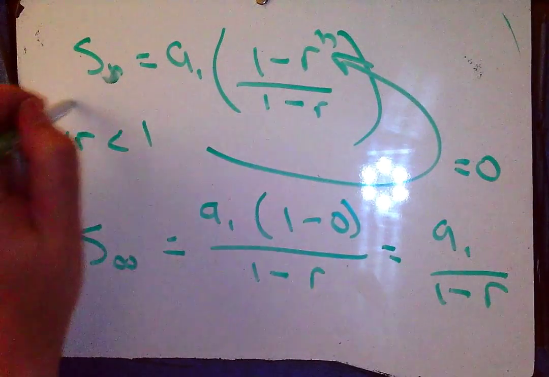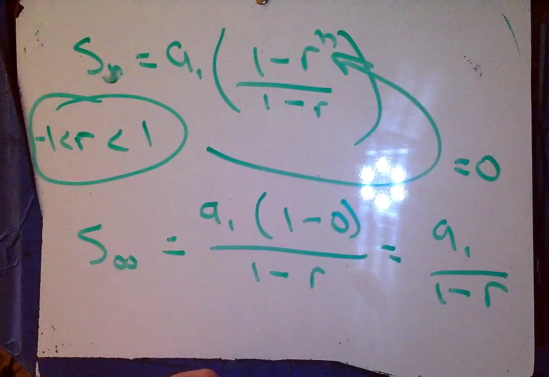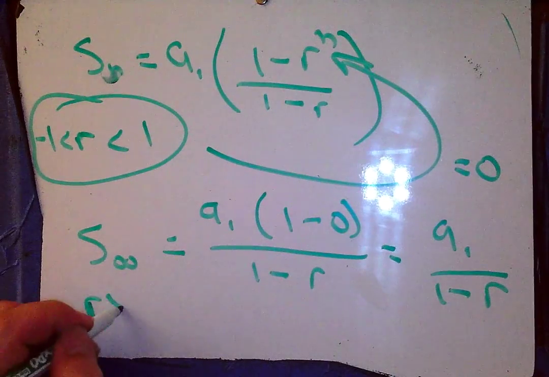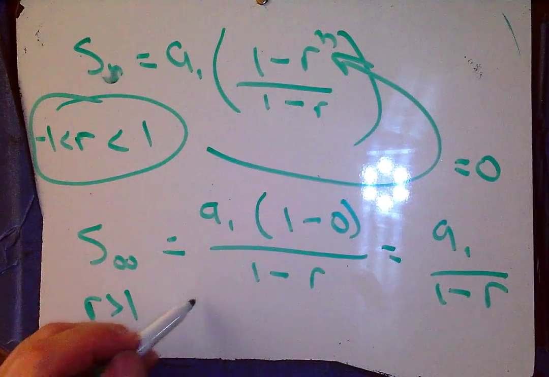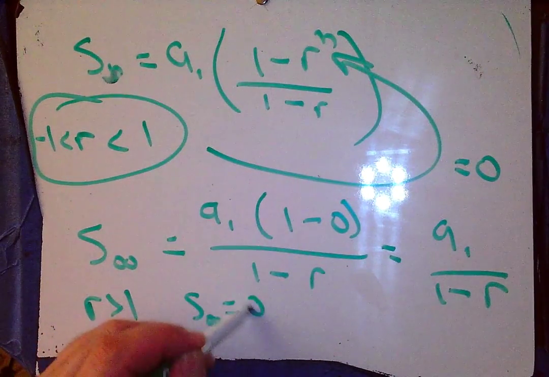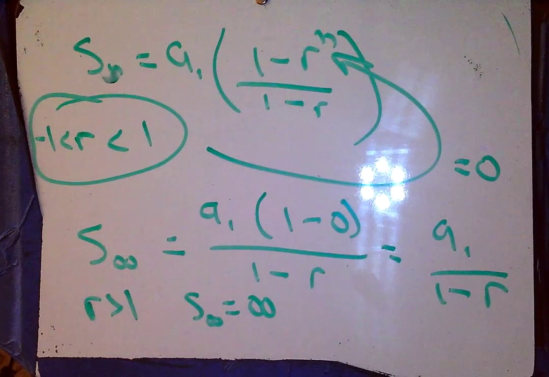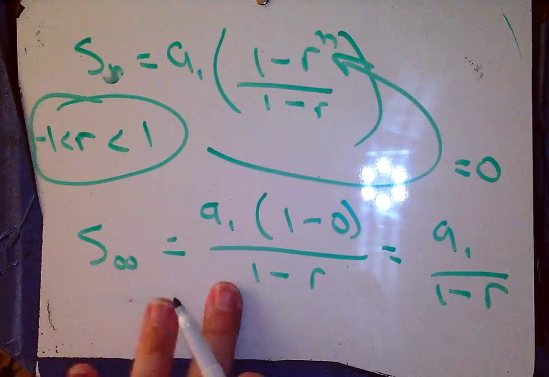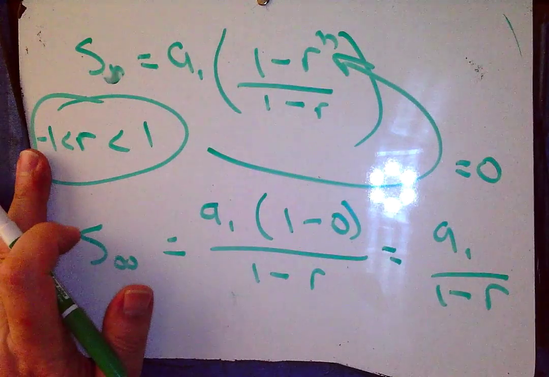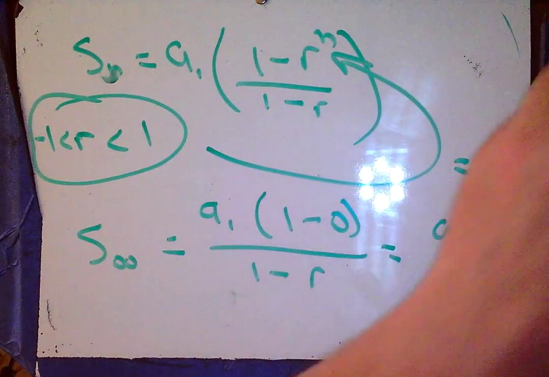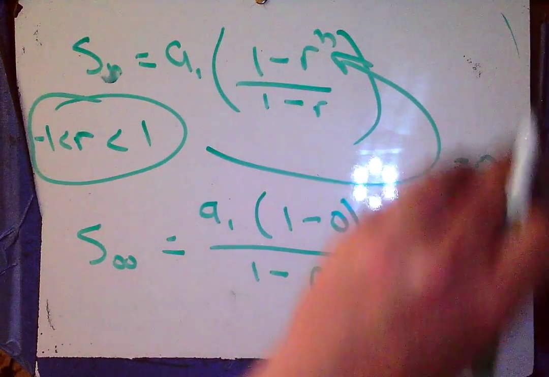Now, this sum of an infinite number of things in a geometric sequence only works when r is between -1 and 1. If r is bigger than 1, that sum of an infinite number of things will be infinity. But when that r value is between -1 and 1, this sum of an infinite number of things actually converges. I mean, let's take a look at what we're thinking about here.